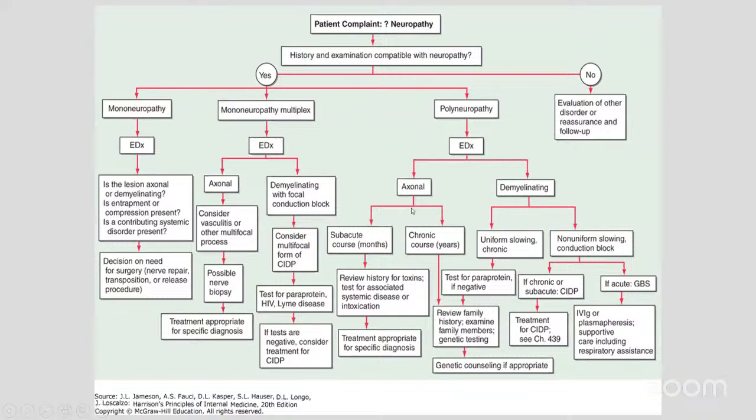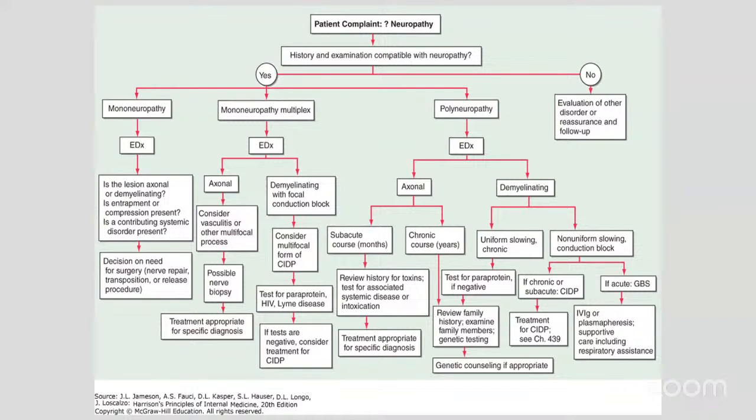Sir, this is a flowchart from Harrison. History and examination, if it is compatible with neuropathy, we should classify it into patterns: mononeuropathy, multiplex, polyneuropathy. Further, we should do electrodiagnostic studies. After that, if it is a suspected vasculitis, I should do a nerve biopsy. If it is a suspected CIDP, we should test for paraproteins, HIV, and Lyme's.